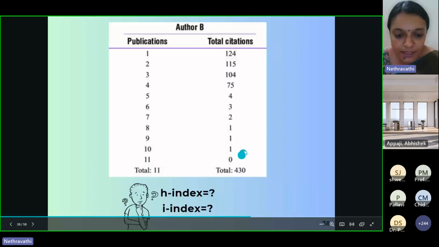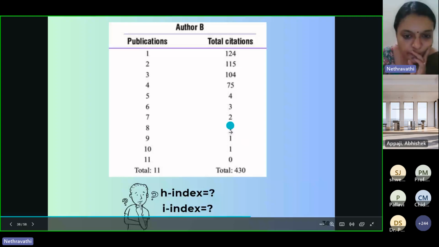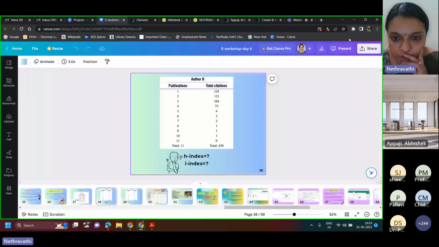Okay, another exercise for you. An author has 11 publications and these are the total citations arranged. So what is the H index and what is the I-10 index? Can you tell me? I'll go back to the question. What is the H index? What is the I-10 index? In the chat you can write 1, 2 if the H index is 1 and the I-10 index is 2.